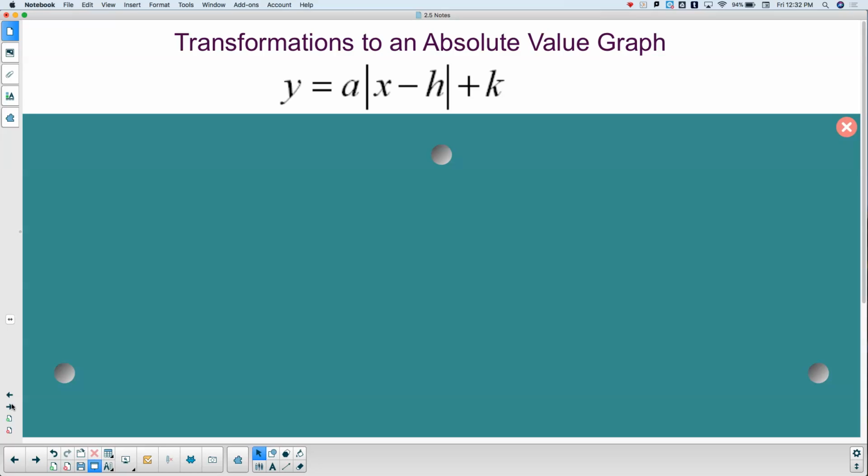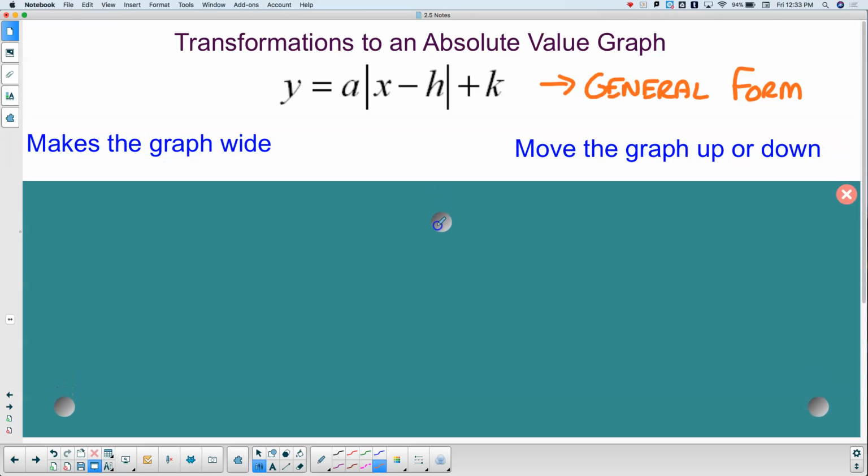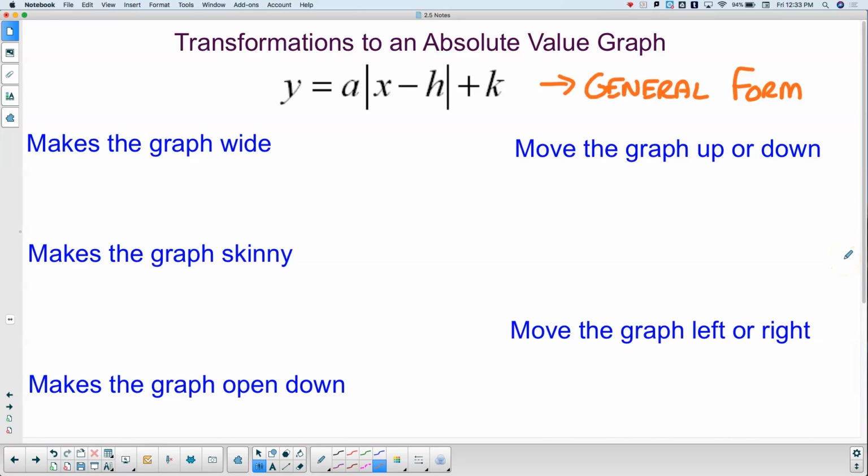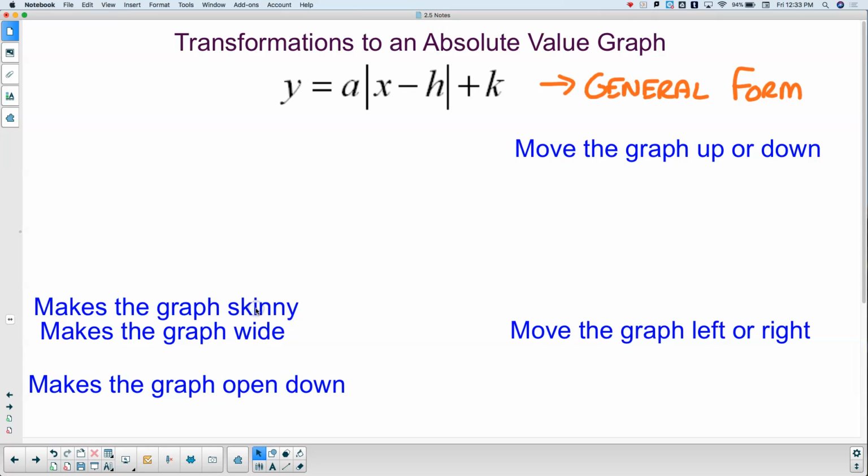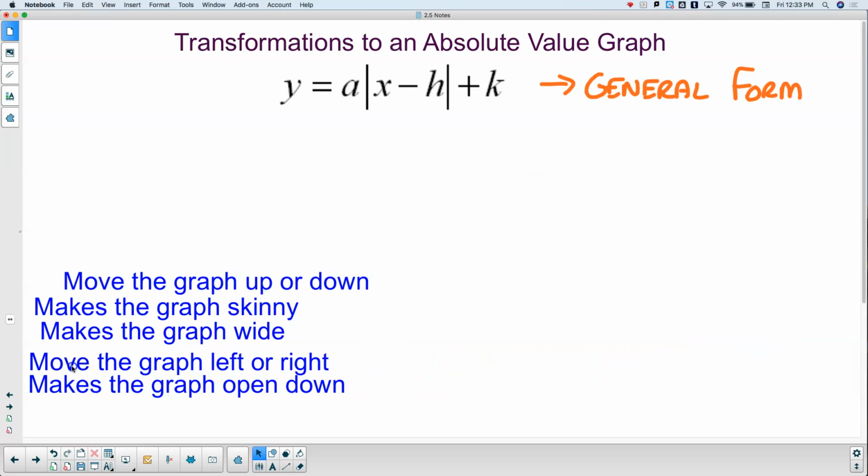So we can use the transformation method, because there's a lot of things that get told to us here in the general form of an absolute value graph. Okay? The first thing that gets told to us is, actually let me move these all around. Okay? Why are those so high? Oh, I know why. Because they should have all been over here. Okay, there we go. All right.